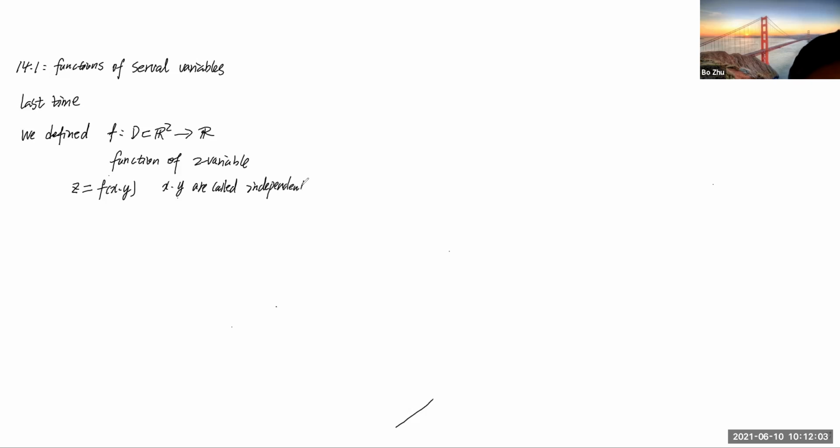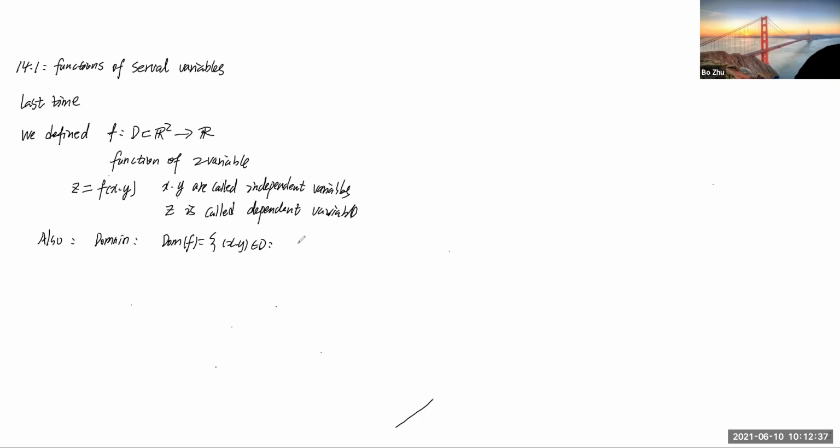and x, y are called independent variables, and z is called the dependent variable. And also we define the domain. The domain of f is the set of (x, y) in D such that f(x, y) is legal, like that.